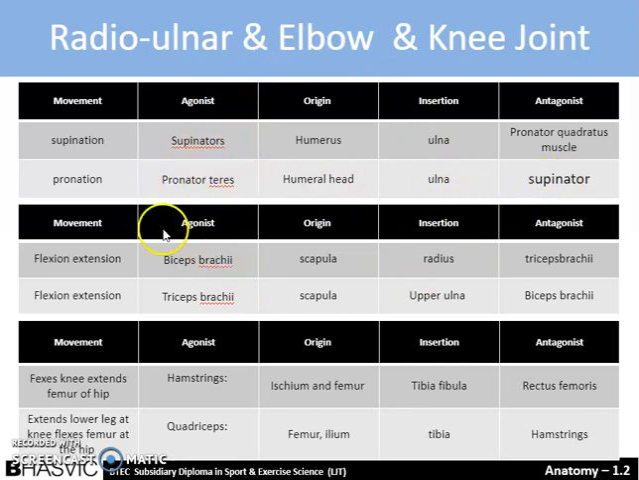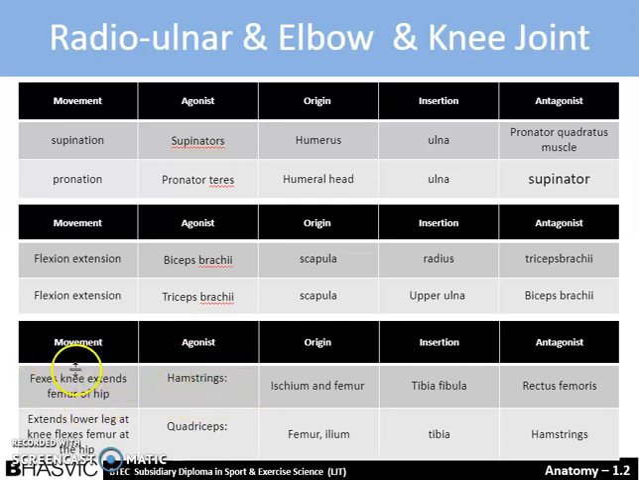Now at the elbow, the biceps brachii performs flexion and extension, as does the triceps brachii, both with the origin at the scapula, only connecting different segments. The insertion of the biceps brachii is the radius, and the insertion of the triceps brachii is the upper ulna. The antagonist for the biceps brachii is the triceps brachii, and the antagonist for the triceps brachii is the biceps brachii.